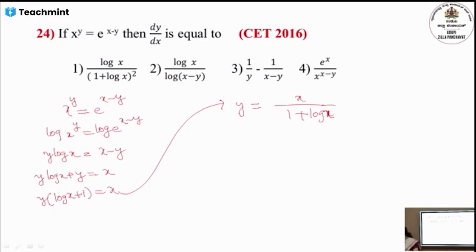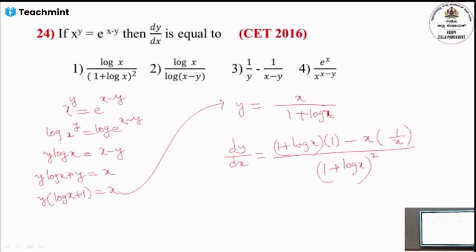Is this fine? Did you finish? What is the derivative? dy by dx is denominator into derivative of the numerator minus numerator into derivative of the denominator divided by square of the denominator. So this x gets cancelled with this x. What remains is, did we do this question? I think so, a similar question was there earlier. So I get this and this gets cancelled. What remains is log x by 1 plus log x whole squared.